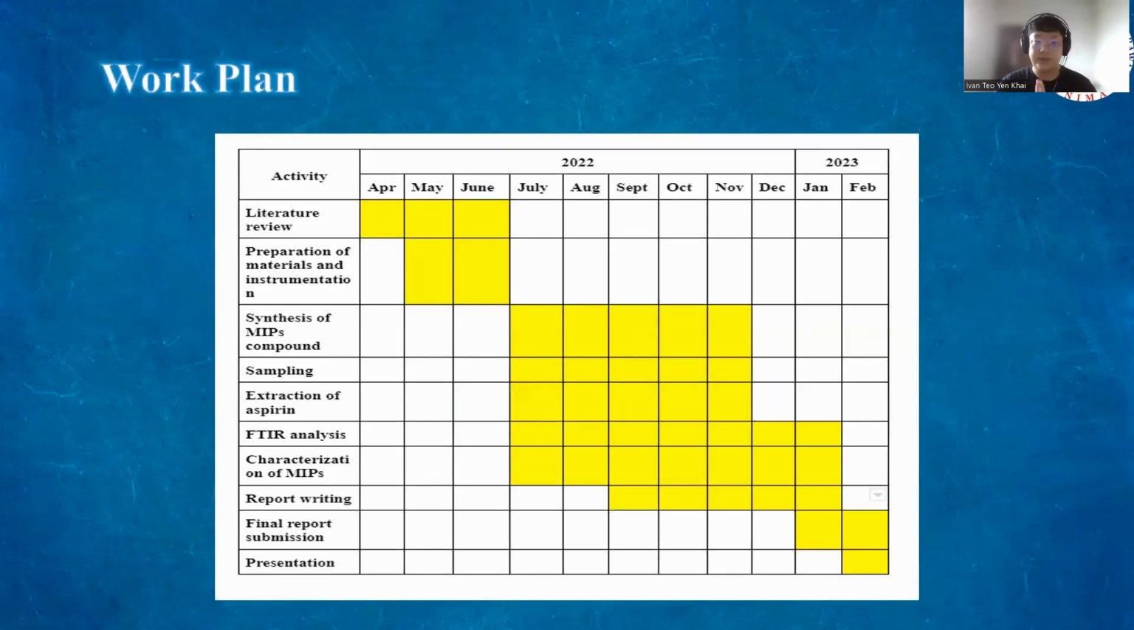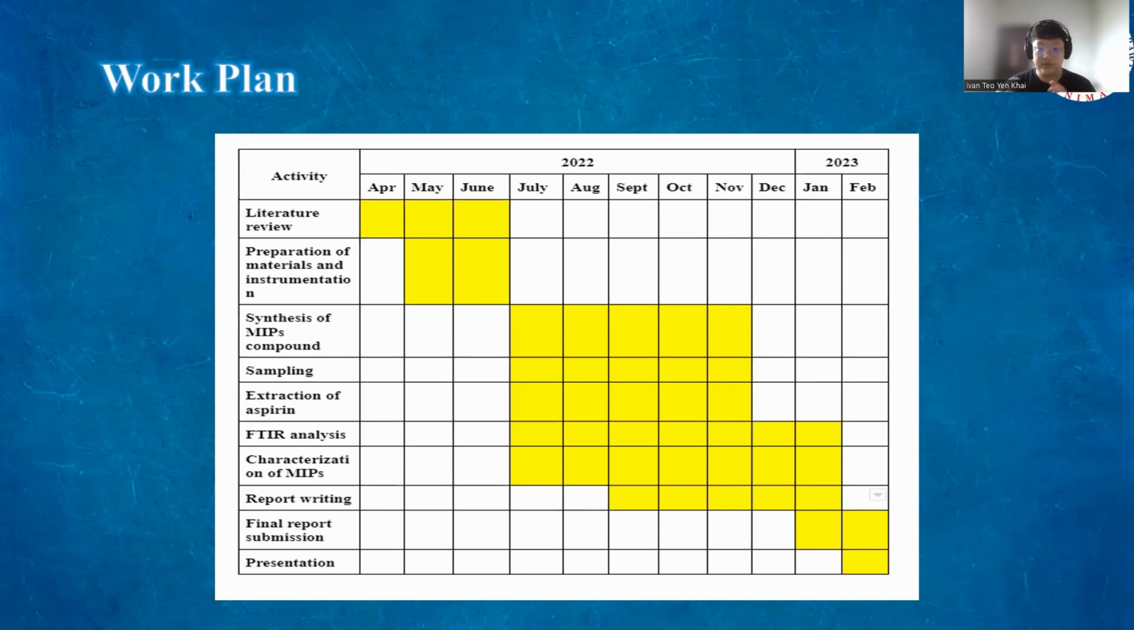So moving on to the work plan, we decided to use 10 months for this whole research. We had used 3 of it, April to June 2022, for literature review and preparations of material and instrumentation. And we will be using the next 6 months, which is from July 2022 to February 2023, to synthesize the MIP, sample it, and extraction of aspirin. And then we analyze it with FTIR, followed by the characterization of MIP, and then report on our findings.